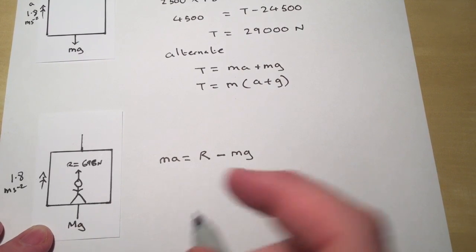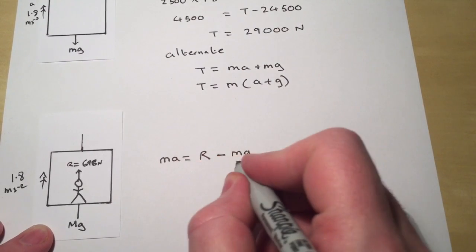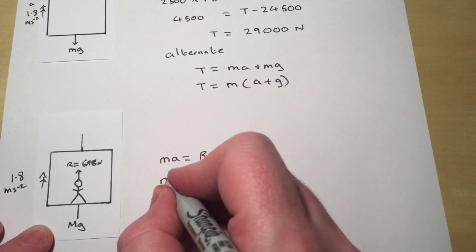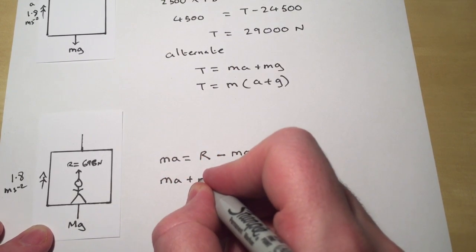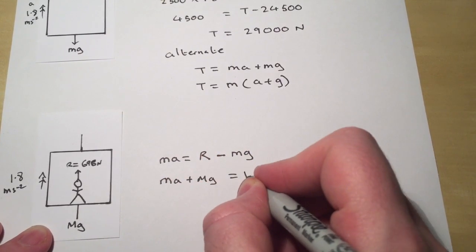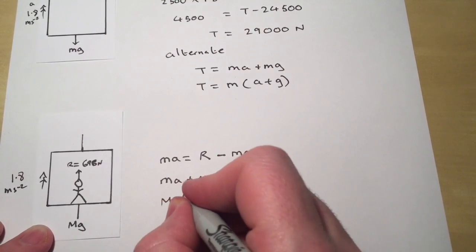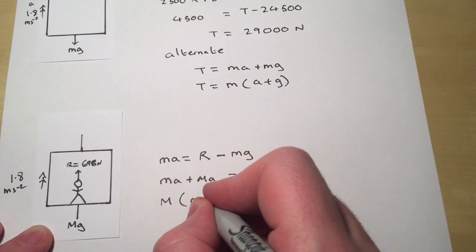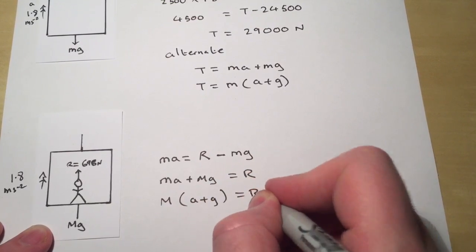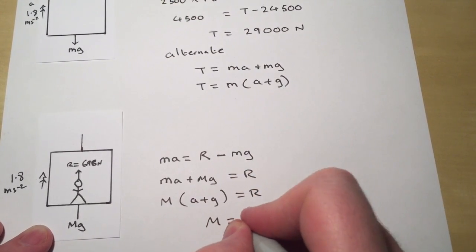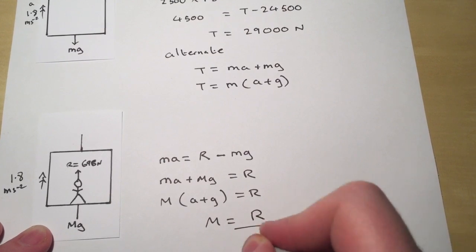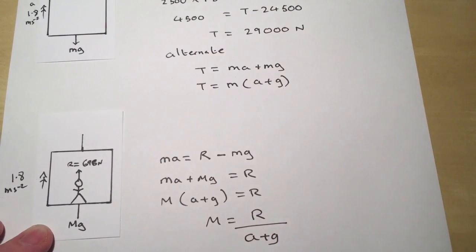To keep things tidy, let's rearrange it. Put this over that side, we have ma plus mg equals R. Factorize it in terms of m, so that m equals R over (a plus g).